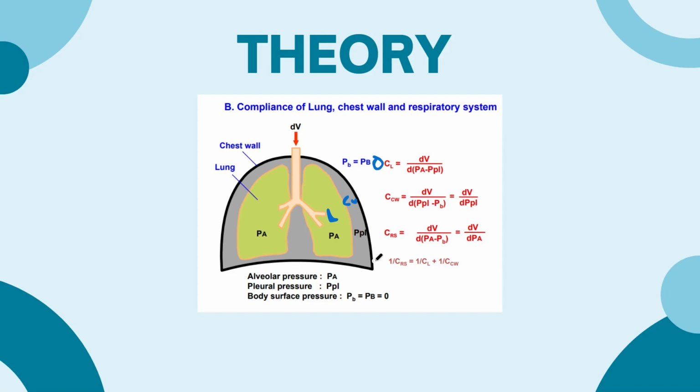Now, as for finding the transmural pressure of the respiratory system as a whole, think of it as the lung and chest wall combined. So you're going to have to subtract the alveolar pressure, but this time from the body surface pressure. You're going to have to ignore the pleural pressure, or you're going to have to consider it as a wall, essentially, that the alveolar pressure is pressing from one side, and the body surface pressure is pressing from the other side.